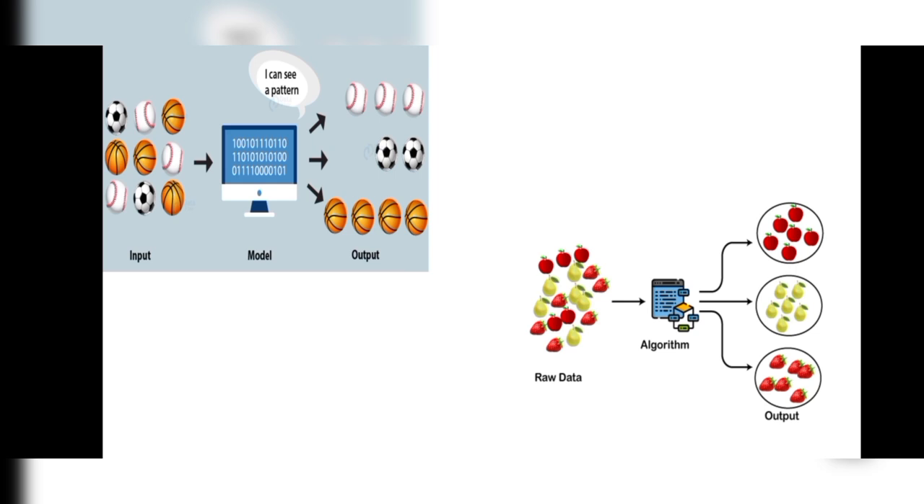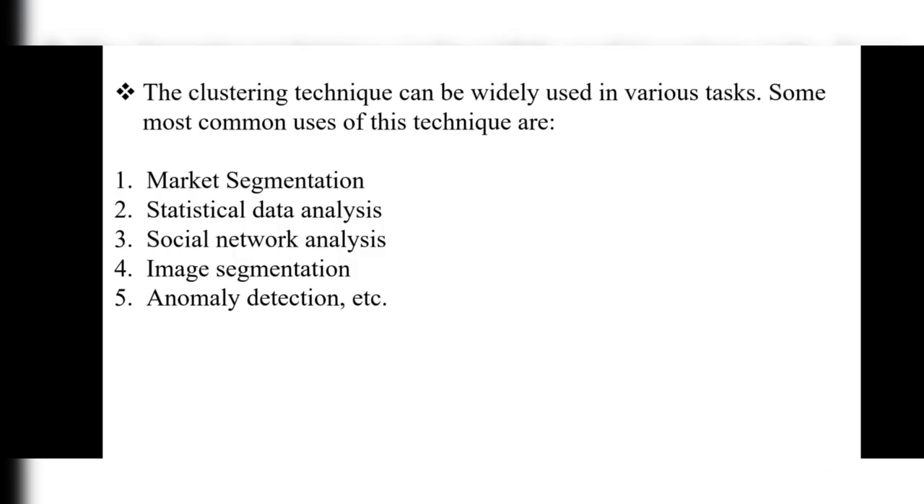Same as here in the next slide, we have given raw data, a mix of strawberries, apples, and mangoes. After performing this cluster analysis algorithm, what has happened? Strawberries, apples, and mangoes are clustered differently. That is cluster 1, cluster 2 and cluster 3. These three are independent clusters with similar objects in their own cluster. This is called cluster analysis.